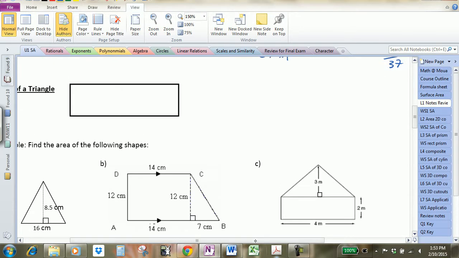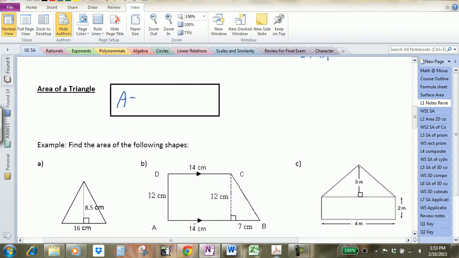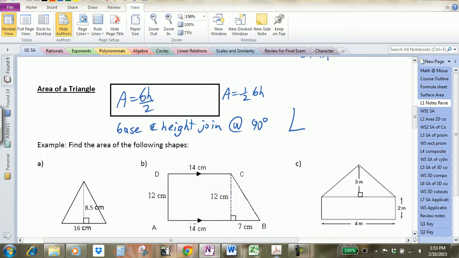Area of a triangle. What's the formula? Good. Base times height divided by 2. Sometimes you might see this formula, 1/2 base times height. Exact same thing. Okay. What's important is that the base and the height join or touch at 90 degrees. So you're looking for this little tiny box. Okay, it's saying that they join at 90 degrees. That's the important part. Okay.